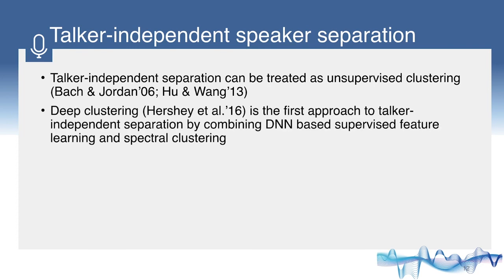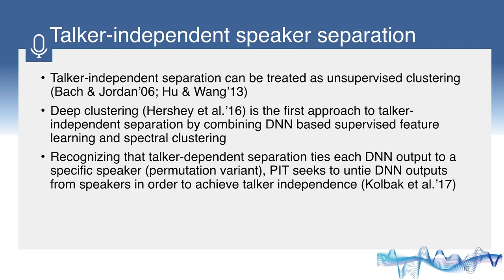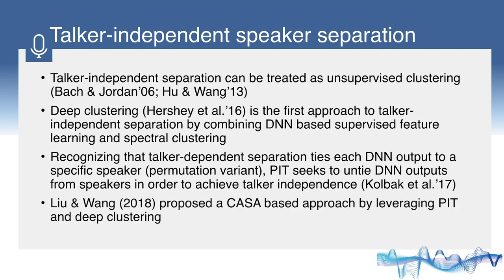In the year 2016, deep clustering was the first approach to talker-independent separation, combining DNN-based supervised feature learning and spectral clustering. In 2017, recognizing that talker-dependent separation ties each DNN output to a specific speaker, permutation invariant training, PIT, seeks to align DNN outputs with speakers in order to achieve talker independence. In the year 2018, Liu and Wang proposed the CASA-based approach by leveraging PIT and deep clustering.